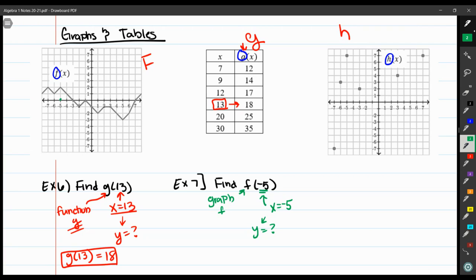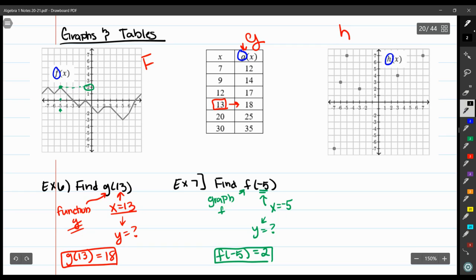But it actually hits my graph here. Find the actual point that's sitting on the function, the curve, the line, whatever it is. And so they gave me this value. Well, then the unknown has to be this guy. So f of negative 5 is equal to 2. Gave you the x, find the y.